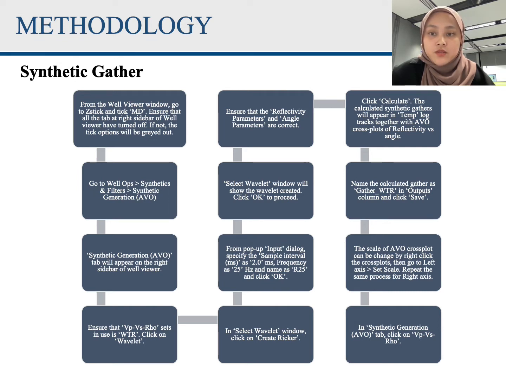First, from the well viewer window, we go to the Z stick and take the MD, and we ensure that all the tabs at the right sidebar of the well viewer have been turned off, otherwise the tick option will be grayed out. Then we go to the well ops, to the synthetics and filter, and synthetic generation AVO. The synthetic generation AVO tab will appear on the right sidebar of the well viewer.